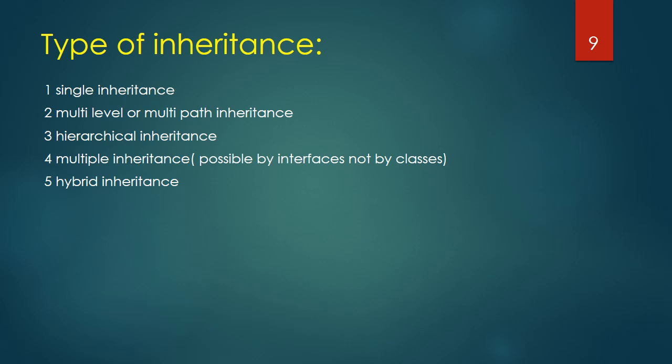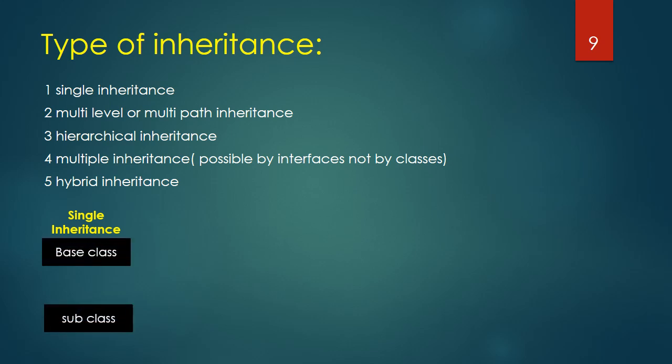These are the types of inheritances: single inheritance, multi-level inheritance, hierarchical inheritance, multiple inheritance, and hybrid inheritance. Multiple inheritance is not possible by using classes, but by using interfaces it is possible. The remaining all can be implemented by using classes. First let us see single inheritance. Single inheritance contains one base class and one subclass, and the subclass gets properties from the base class.